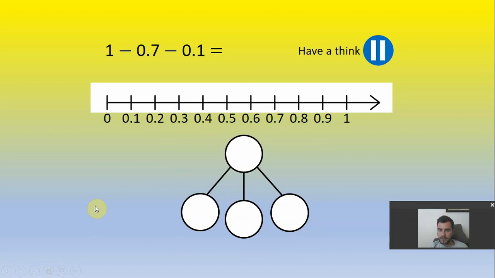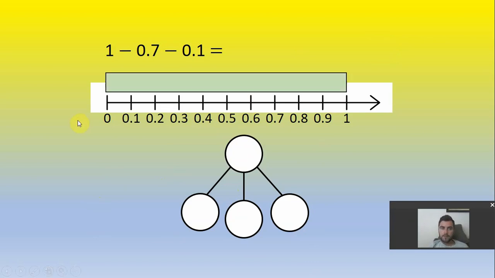Welcome back, boys and girls. Let's see how we fared with that. So there's our bar model to represent 1. One whole bar of chocolate. Then we subtract 0.7. So we cross off the bar. So we take away 7 tenths.